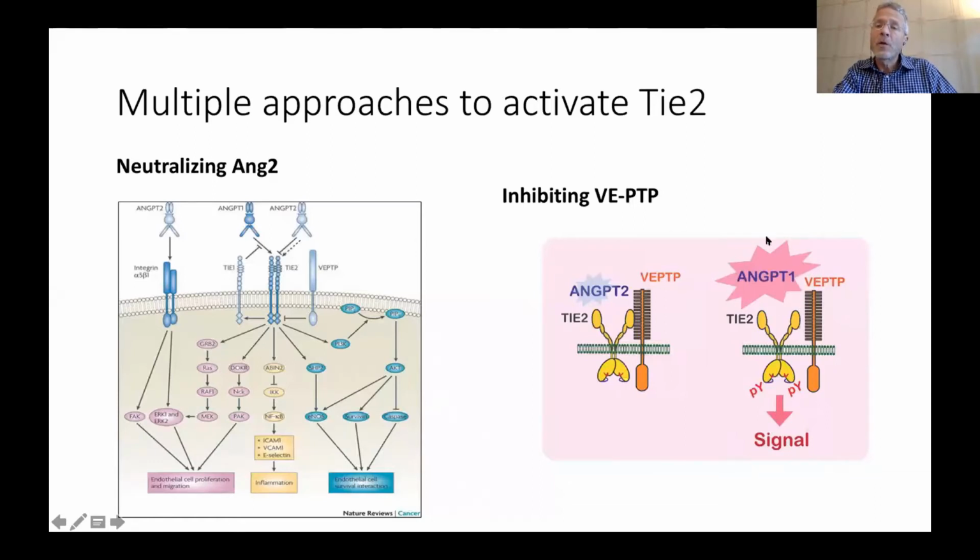So when its ligand, Ang1, binds to Tie2, it pushes the phosphatase away, and that's what lets the kinase come on. Ang2 is a negative regulator of Tie2 because when it binds, it's unable to push VE-PTP away, so the phosphatase can keep dephosphorylating the kinase and keep it off, and it also prevents Ang1 binding because they want to bind the same place.